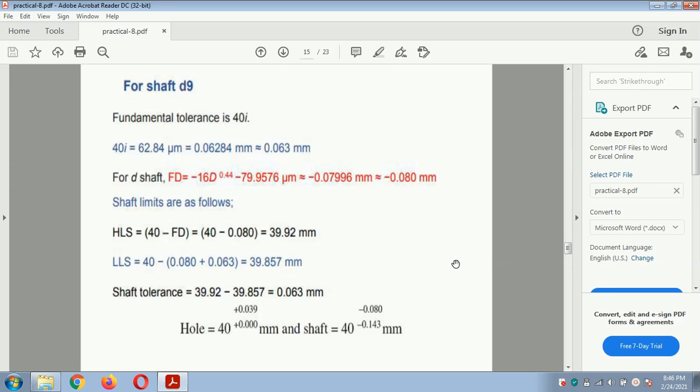Therefore, the highest limit is 39.92 millimeter and the lowest limit is 39.857 millimeter. Therefore, the shaft tolerance is 39.92 minus 39.875, that is 0.063 millimeter. Therefore, the hole tolerance limit is plus 0.039, and the shaft has a bilateral tolerance limit, that is minus 0.080 minus 0.143.